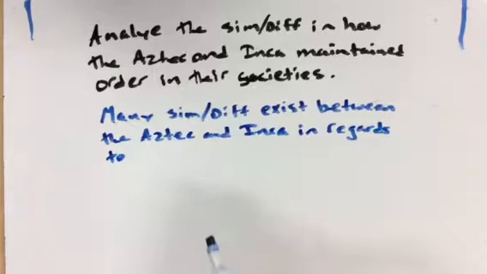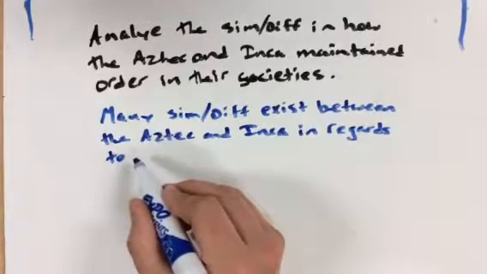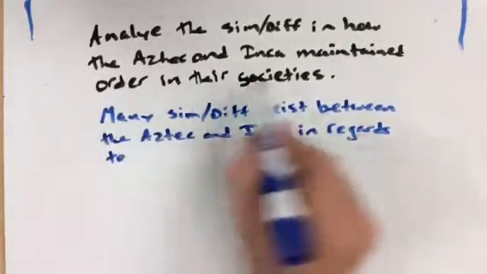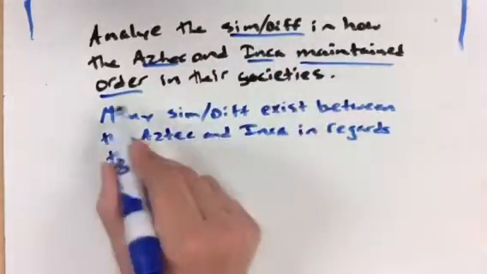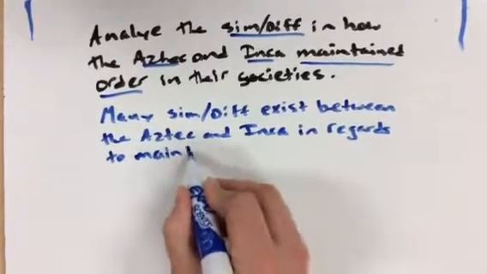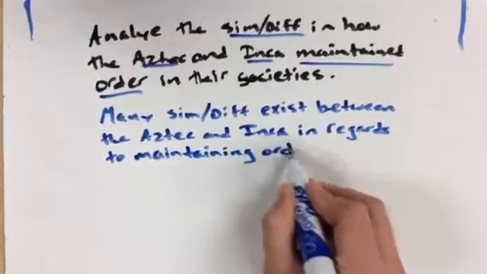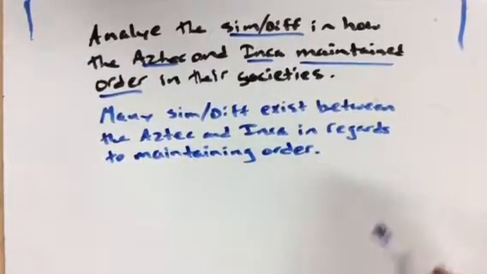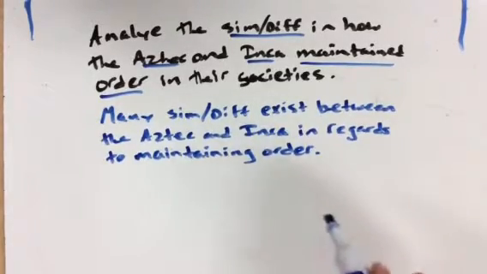and this is where you get to address the question. In regards to what are the tasks of the question? We're talking about maintaining order, right? So we have Aztec, Inca, similarities, differences, maintaining order, in regards to maintaining order. The next part's really important. You need to include some examples, the actual similarity and the actual difference. You need one similarity, one difference.